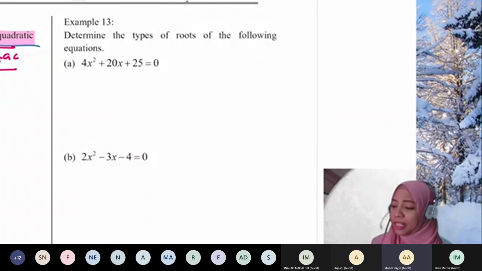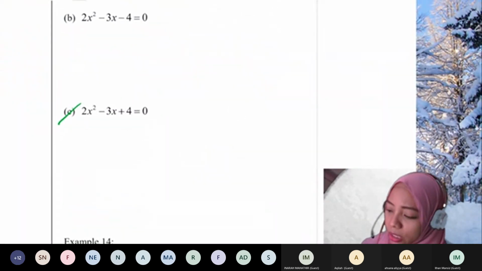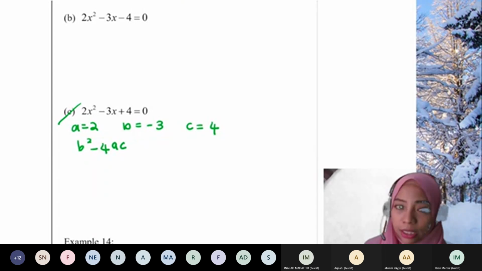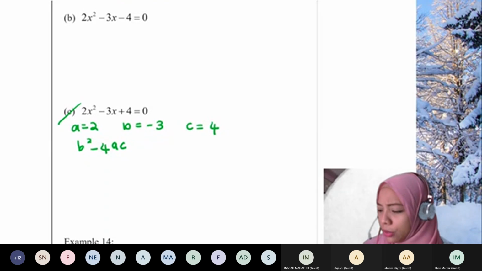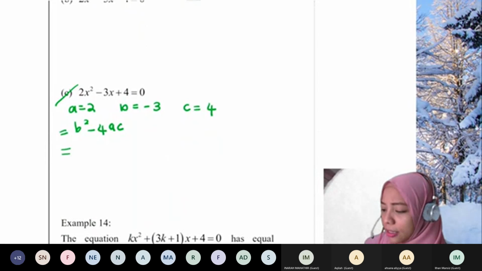Alright, so you can pick any of ABC, just pick one. Maybe we do C. Here your A is 2, your B is -3, your C is 4. So according to B square minus 4AC, okay dear, don't write greater or less than, you don't know yet, right? Because you don't know yet, you have to put equal at the side. Then only you decide after you calculate.